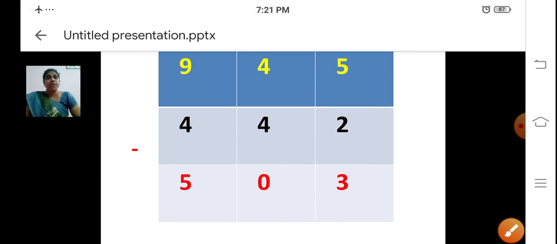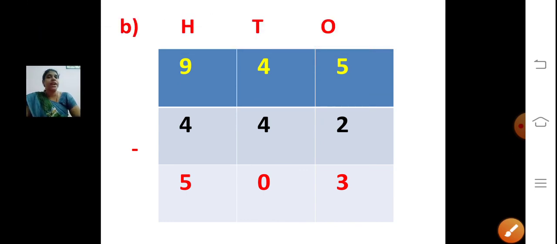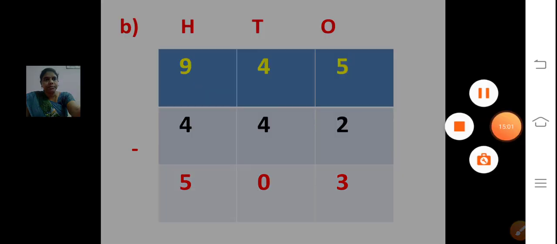So when you subtract 442 from 945, the answer is 503. I'll repeat it one more time. Start from the ones place. 5 minus 2, 3. Now the tens place, 4 minus 4, 0. Next the hundreds place, 9 minus 4. 900 minus 400 is 500.